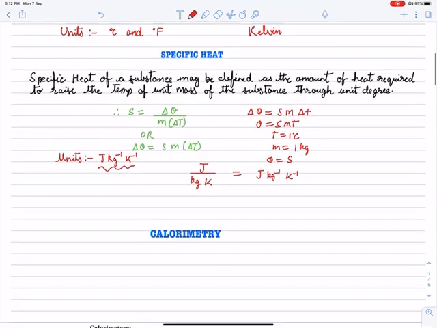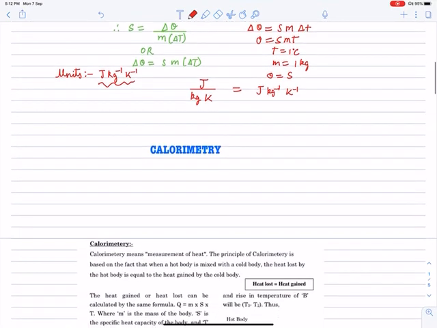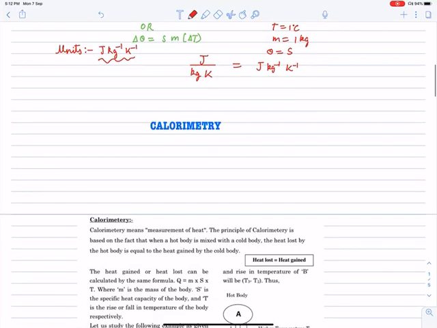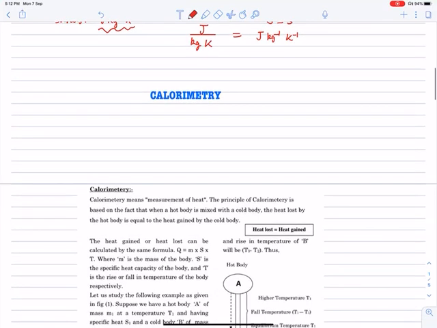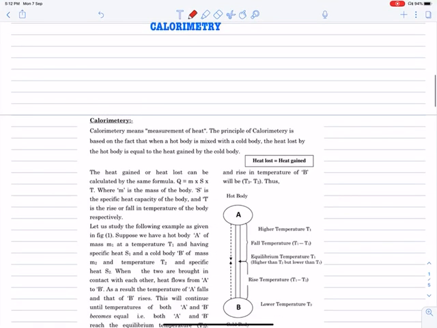So now we will go to our main topic, that is calorimetry and the numericals based on this. Firstly we read the definition. What is calorimetry? Calorimetry means measurement of heat. Like you measure the temperature by thermometer, heat is measured by calorimetry.